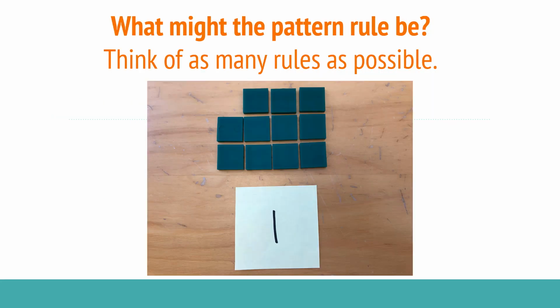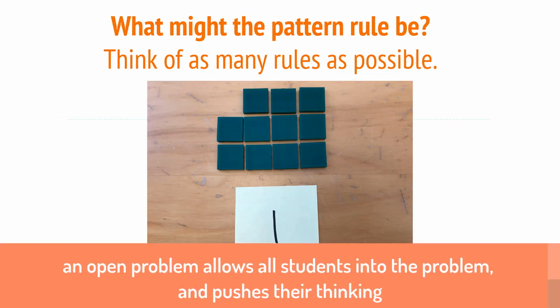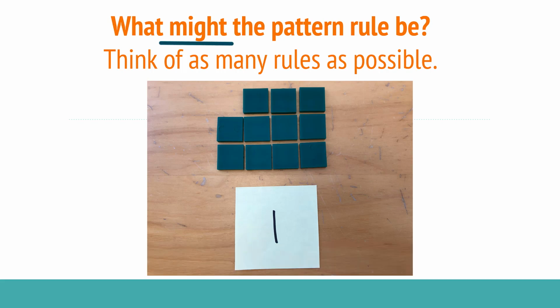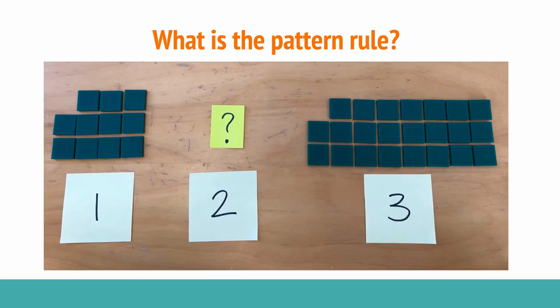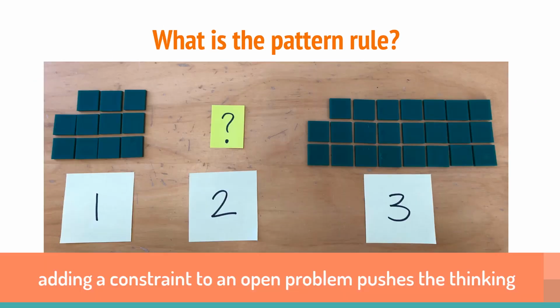For the next task, we might ask students an open problem like this. Given only position 1 with only 1 color, we'll ask students what might the pattern rule be and ask them to think of as many rules as possible that might be true. After they've had some quiet think time and some group think time, we're going to give them more information, and we're going to say, so if we give you position 3 of the pattern, what does the pattern rule have to be? Which of your pattern rules work for this? If none of them did, which pattern rule might work for this?